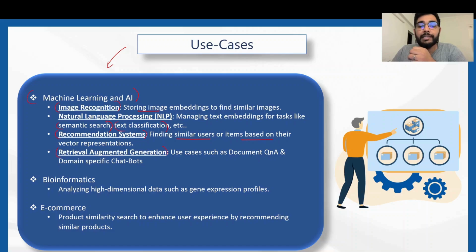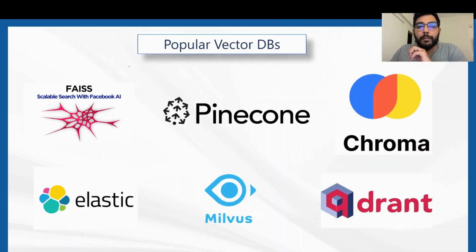Coming to the next one, that is their uses in retrieval augmented generation in Gen AI, that is document Q&A and creating domain specific chatbots. Vector DBs can also be used in bioinformatics for analyzing high-dimensional data such as gene expression profiles. They can also be used in the e-commerce industry for product similarity search to enhance user experience by recommending similar products or customized user experience. These are some of the most prominent and popular vector DBs in today's generation.